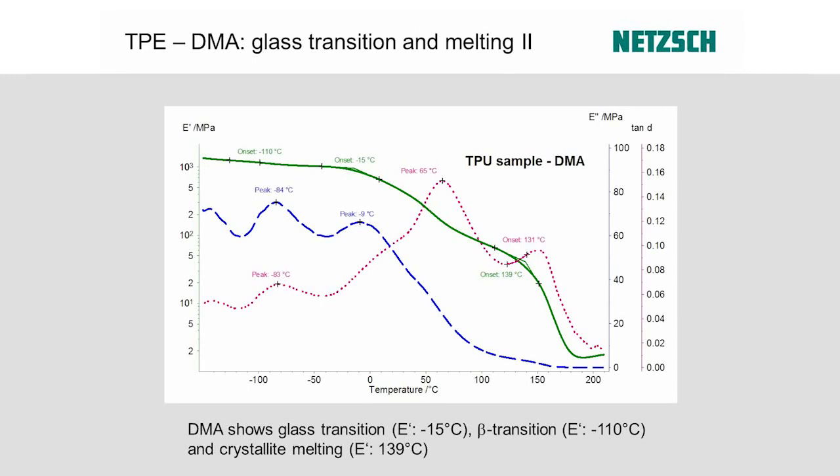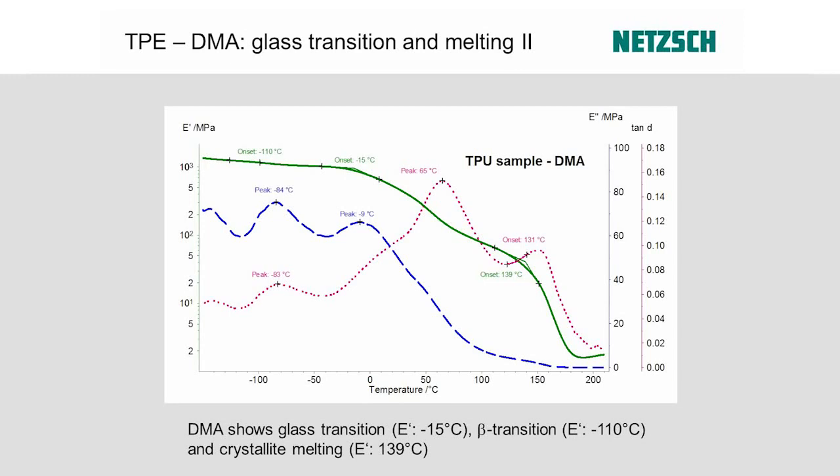We can see a beta transition at minus 110 degrees, and beta transition refers to a movement of polymer side chains. So you actually have a tool to look into the chemistry of your polymer.